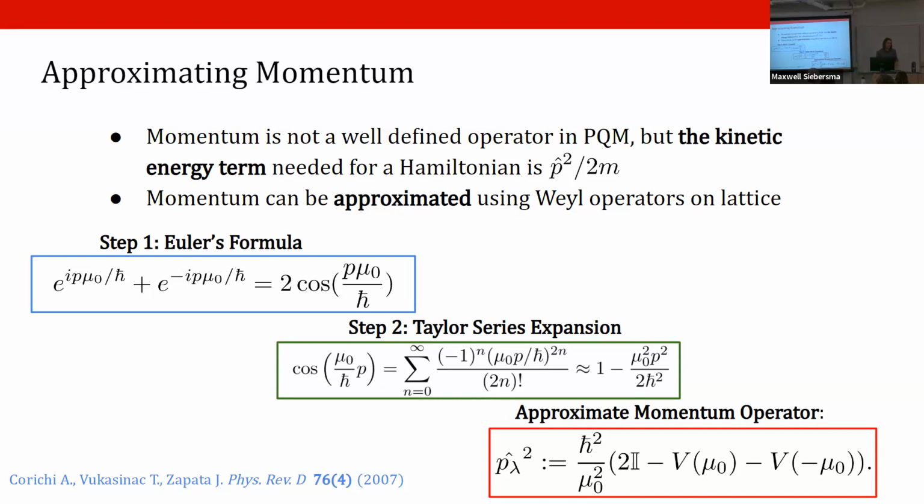Also, because you're assuming P is small, it's really a low energy approximation that we're working with, because our energy comes from P squared over 2m. So in very high energy cases, we wouldn't expect this to be an approximate momentum operator. That low energy comes from comparing it to Planck's constant divided by mu naught.